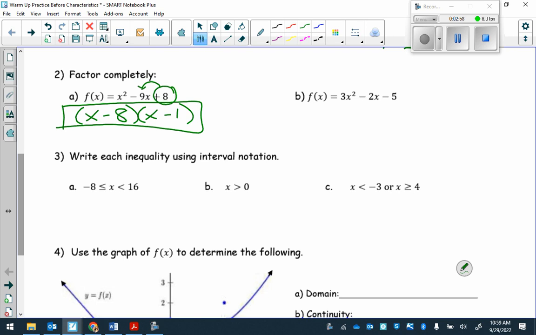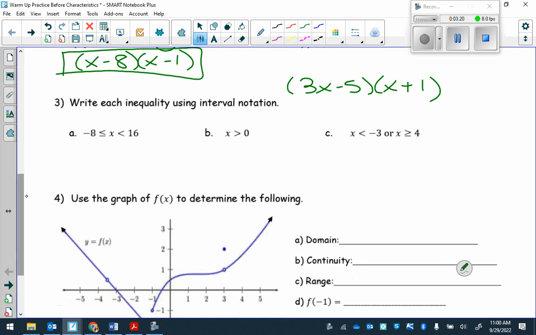All right. How about B? Good job. B, Luz, go ahead. Good. Okay. Any questions about B? Are we okay? Factoring wise? We're good. Okay. Now we have inequality. We want to write it in interval. How would I write this in interval notation? Liv, go ahead. Good. Excellent. Bracket around -8 because it's equal to, parenthesis around 16.